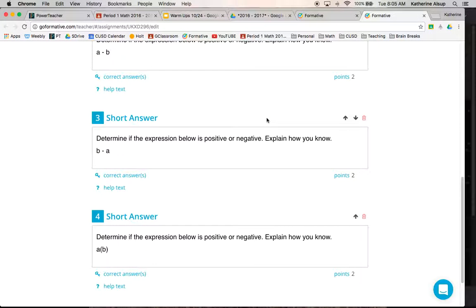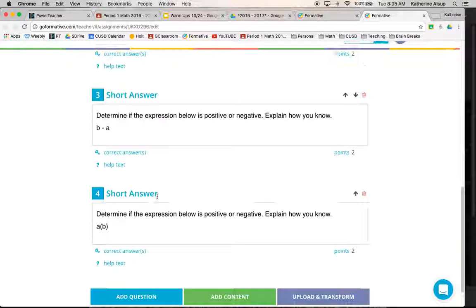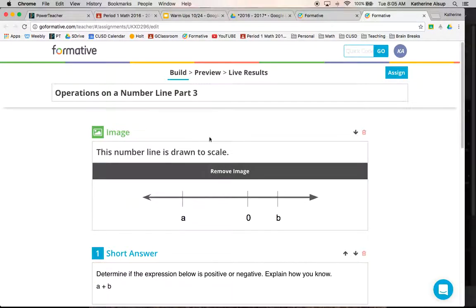Question 4. I have a really great video already about multiplying a positive and a negative. So a few students didn't realize this was multiplication. When we use the parentheses like this, it means multiplication. And I have a video that helps explain why a negative times a positive is going to be negative.